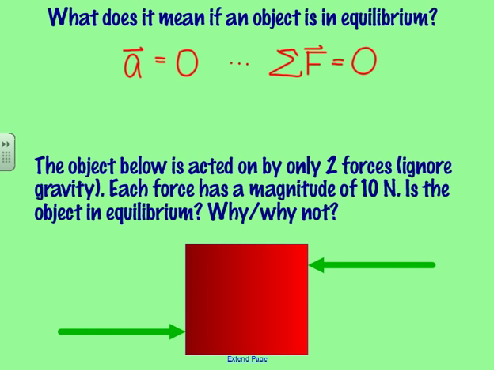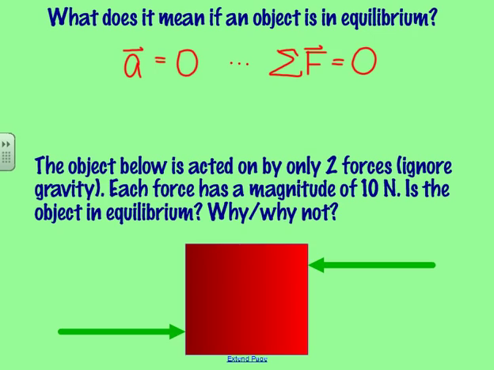So I have here an object that is acted on by only two forces. We're ignoring the force of gravity again. Each force has a magnitude of 10 newtons. Is the object in equilibrium? Why or why not? If you have something nearby that you can try this out, go ahead and do it. You won't be able to ignore the force of gravity here on Earth, but you can still get a picture for what's going to happen.